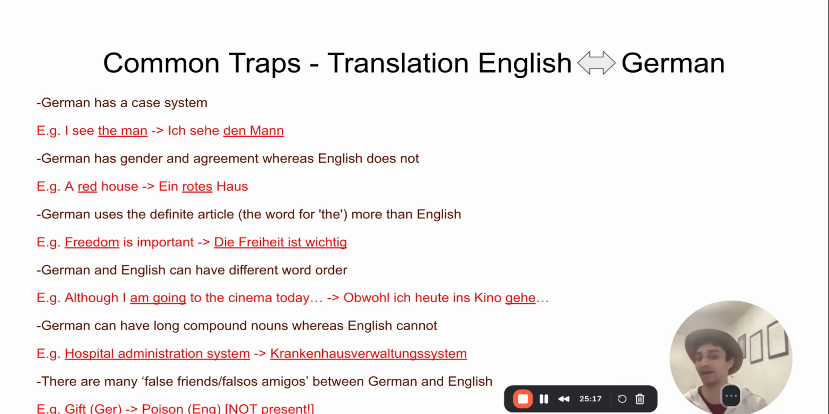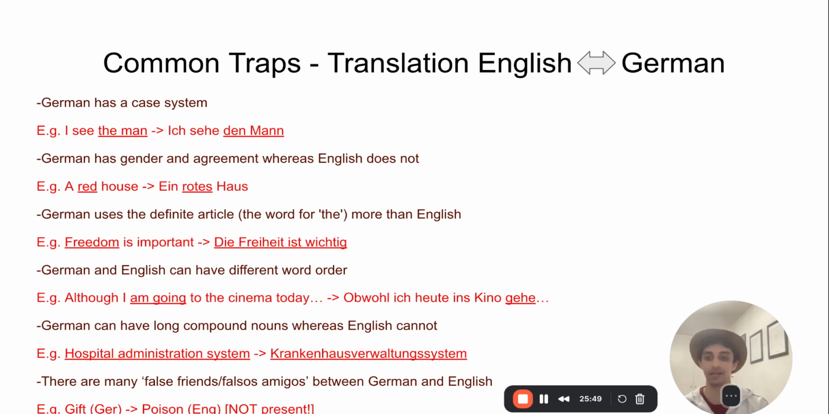But in German, that would just be mashed together into one massive word, Krankenhausverwaltungssystem. And you see this happen a lot in German. German is known for this. They can have much longer nouns as well, which is basically just compounding one noun after another. Okay. But yeah, do be aware of that. It can be a bit easier because you could mash nouns together in German, but you can't in English. So obviously don't do that in your English translation.